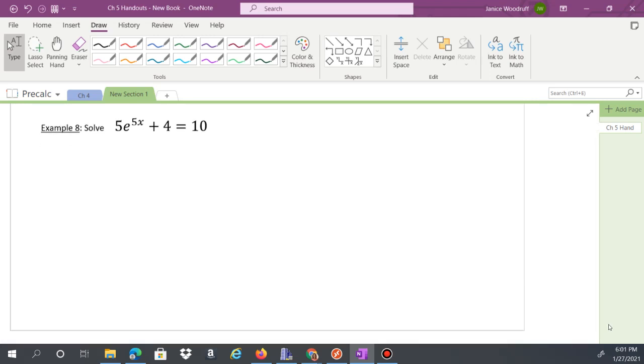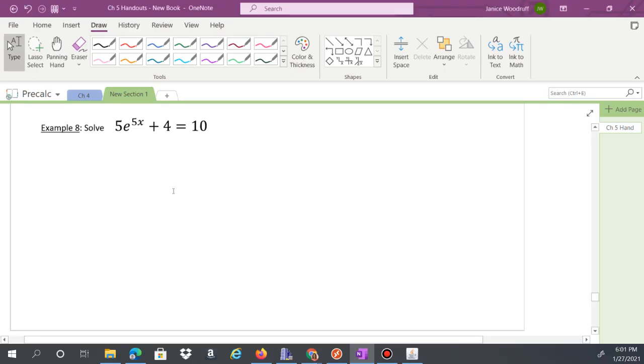All right, so for this one, you have e in the problem. So first try to isolate. Okay, all right, so let's try and isolate that. So just like if this were an x, I'm going to subtract a 4 from both sides. That's going to give me 5e to the 5x equals 6. I'm going to divide by 5. I've got e to the 5x equals 6 over 5.